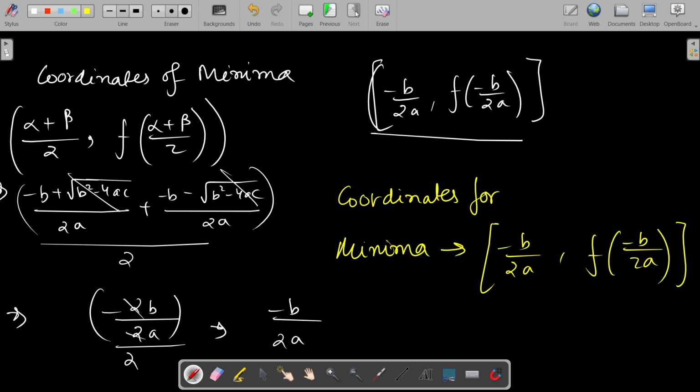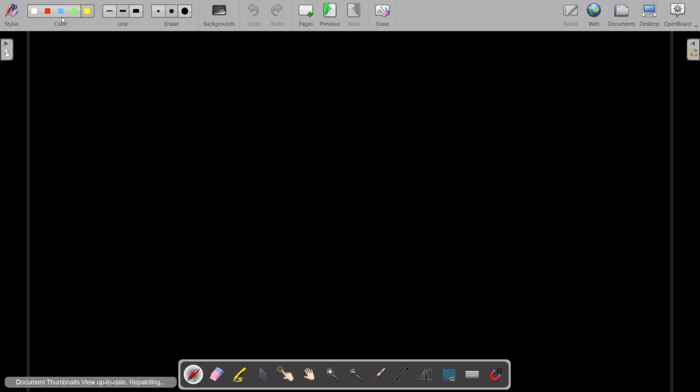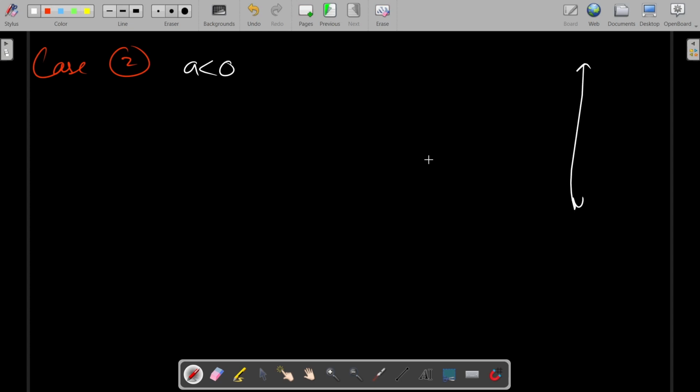Now, moving to the next slide, case number 2, when a is less than 0. The graph will end up looking something like this. And the zeros are this and this. The coordinates of this point will be alpha comma 0.